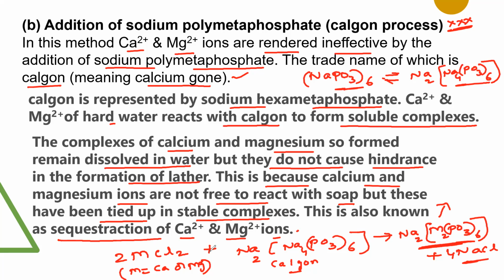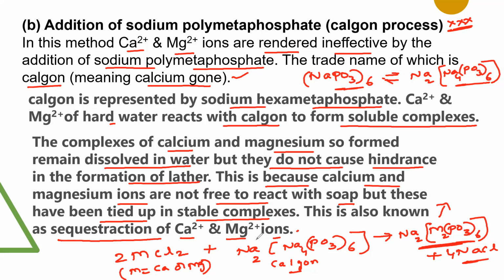In place of this Na4, two molecules of metal, that is magnesium or calcium, are present, because the valency of magnesium or calcium is 2, whereas the valency of sodium is 1. So that's why two sodium ions will be replaced here. In this way, calcium and magnesium are removed from hard water, that is, the permanent hardness of water. So this is called the Calgon method.